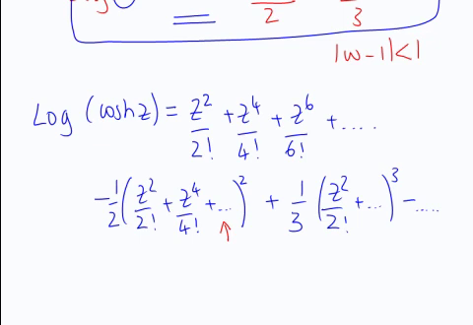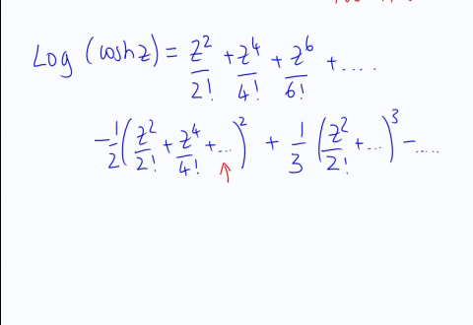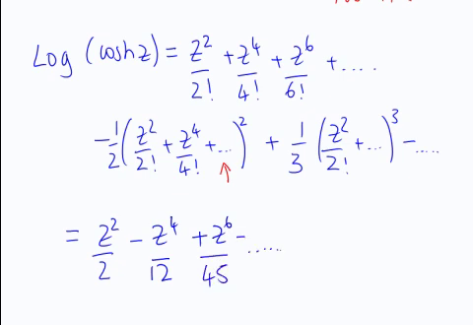All you now have to do is simplify this expression and retain the powers up to and including z to the 6. So I suggest you stop the screencast now for a moment and try to do that, and then restart it when you're ready. And what I'll now do is write down the answer. It is z squared over 2 minus z to the 4 over 12 plus z to the 6 over 45, and the other terms which are not important in this case.